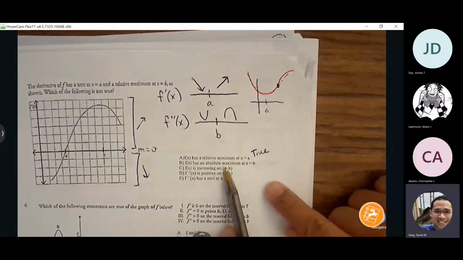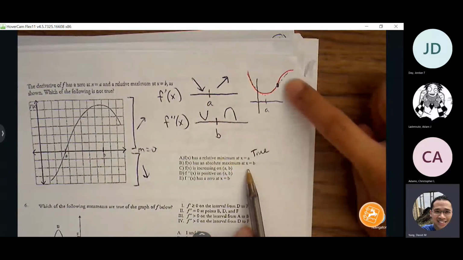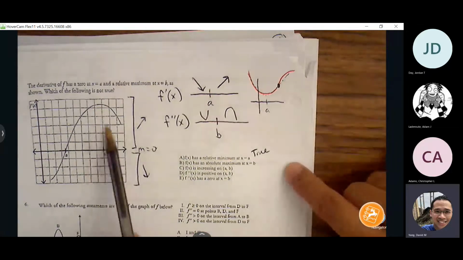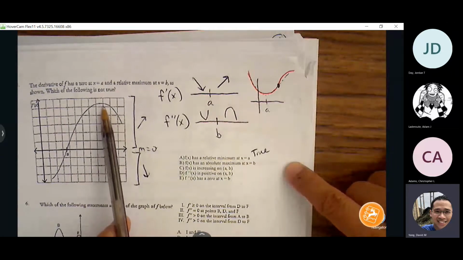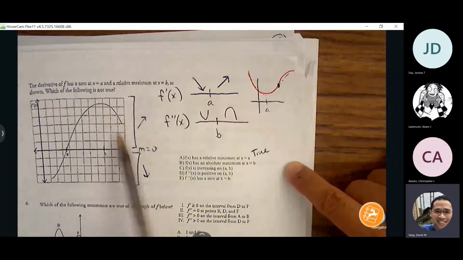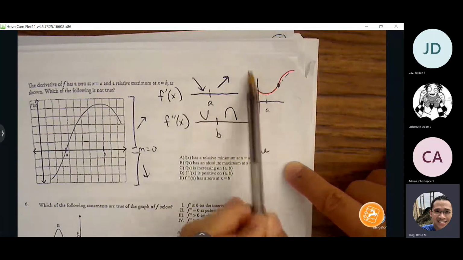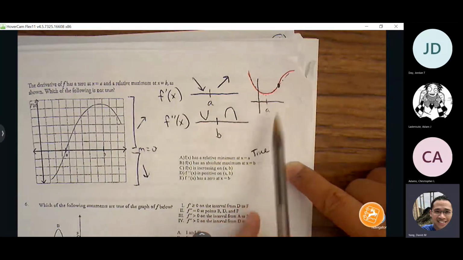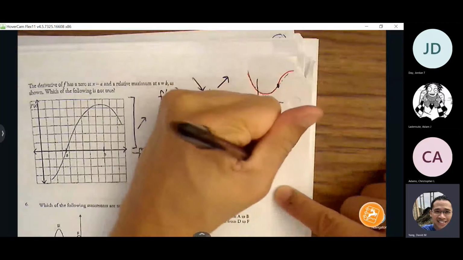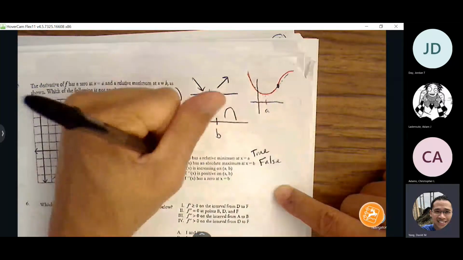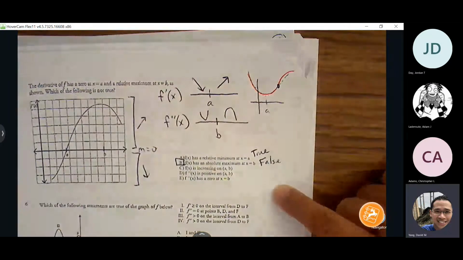F of x has an absolute maximum at x equals b. No, that's definitely not true, right? Now, if you're looking at this graph, you may be tempted to say that, but if you're able to create your sign line and see what the graph actually looks like, you'll be able to convince yourself of this. Okay, so we already know the answer, but let's just go down the list anyways.